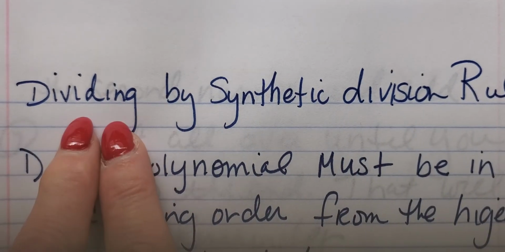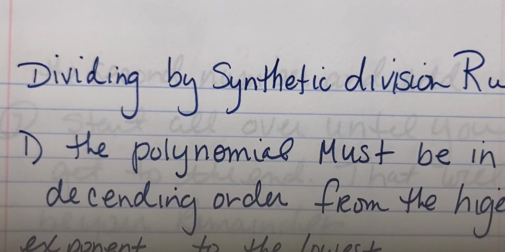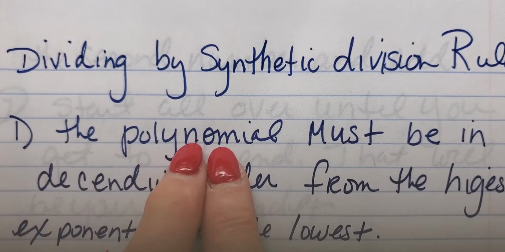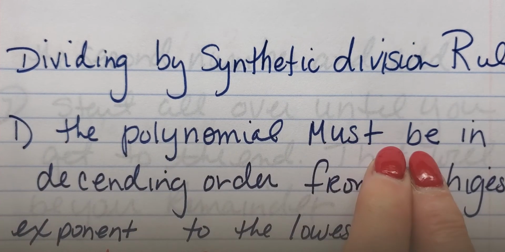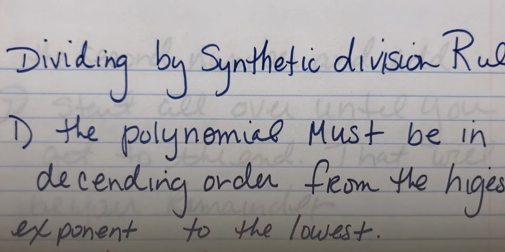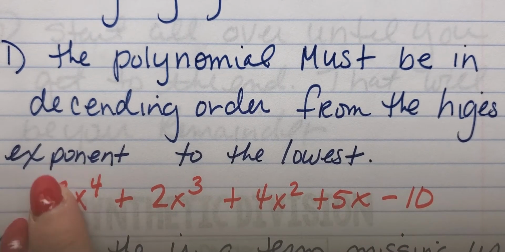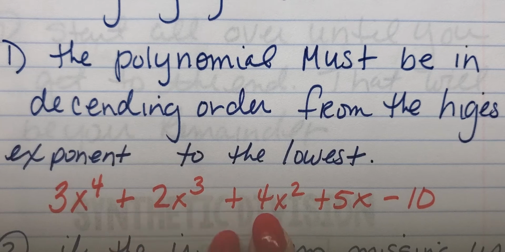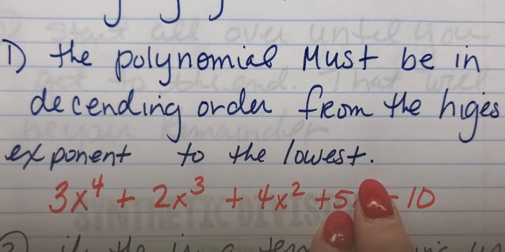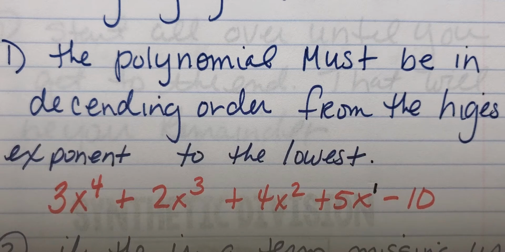Okay, so the rules for dividing using synthetic division are: first thing you're going to do is take the polynomial, and it must be in descending order from the highest exponent to the lowest exponent. Descending order. And this is what I mean by descending order. Okay, it has to be 3x to the 4th, 2x cubed plus 4x squared plus 5x to the 1st. Remember, there's an understood 1 there, minus 10. So that's the first thing we have to do. We got to put them in order.